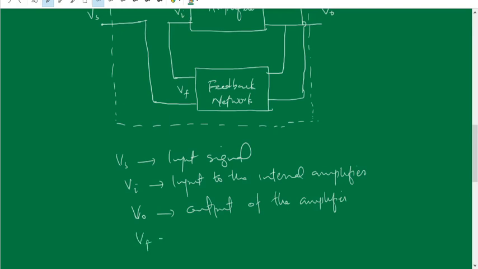Vf is equal to beta times Vo. So it's a fraction of Vo only. So beta is less than 1. Here beta is termed as the feedback fraction, feedback ratio, or feedback fraction.